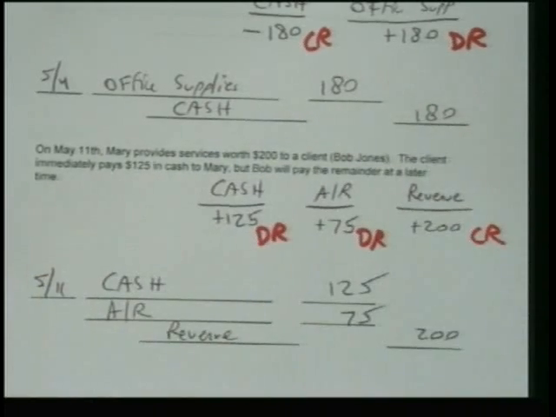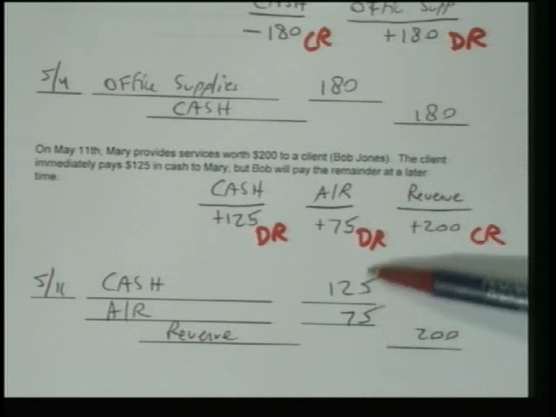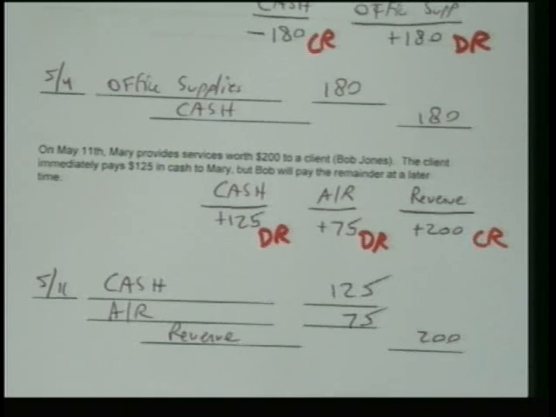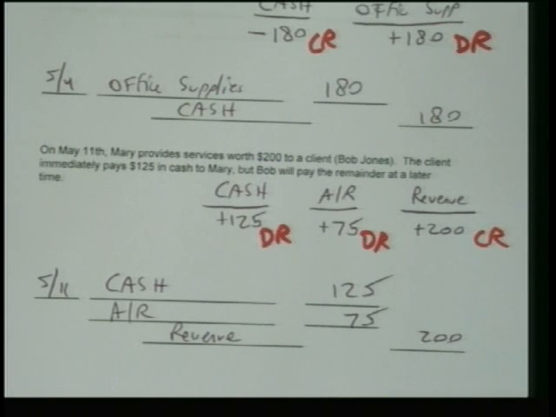The self-checking mechanism is always, do the total numbers in the debit column equal the total numbers in the credit column? And it does, right? If it doesn't, then you messed up. Okay?